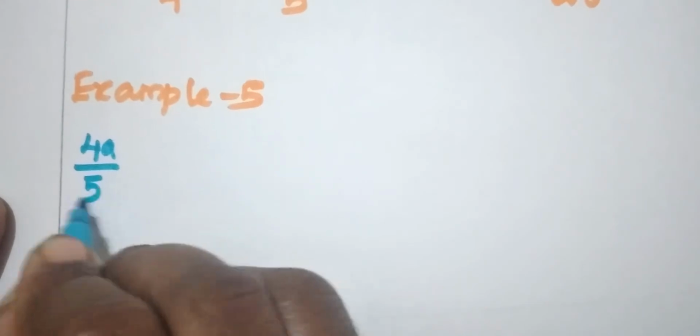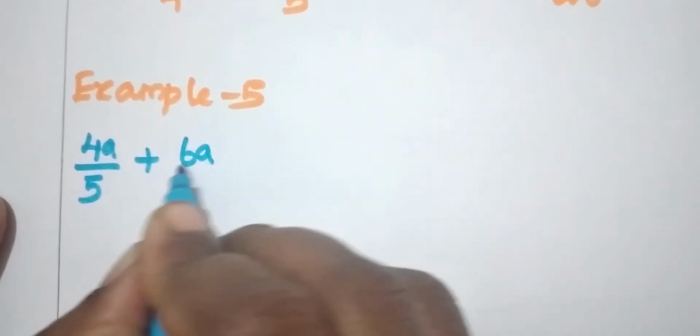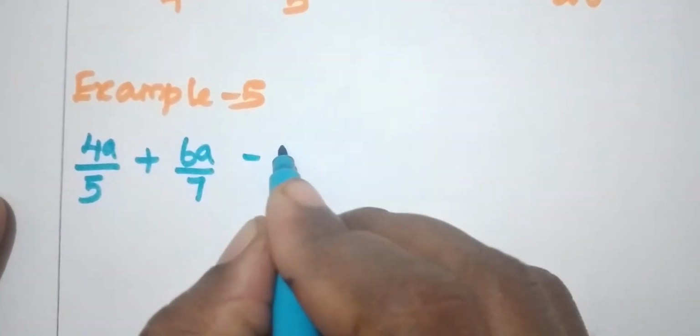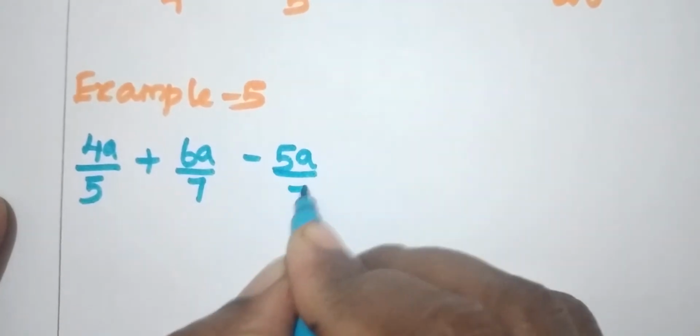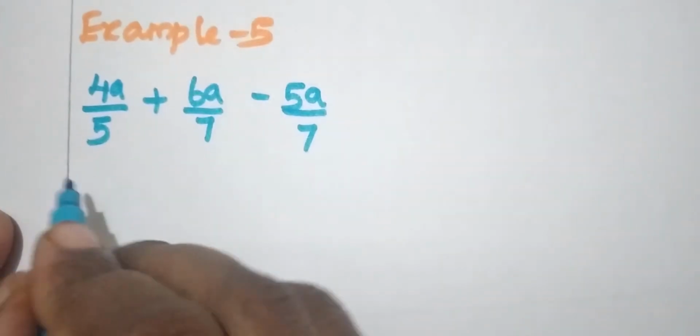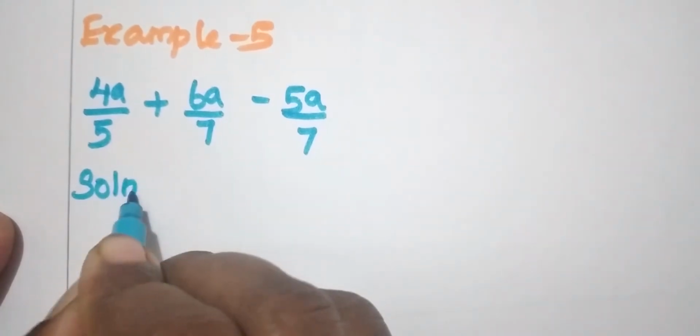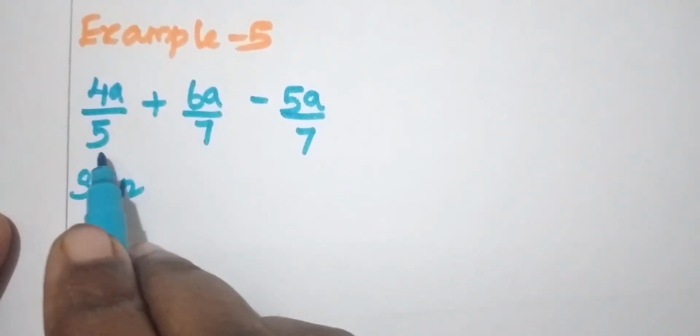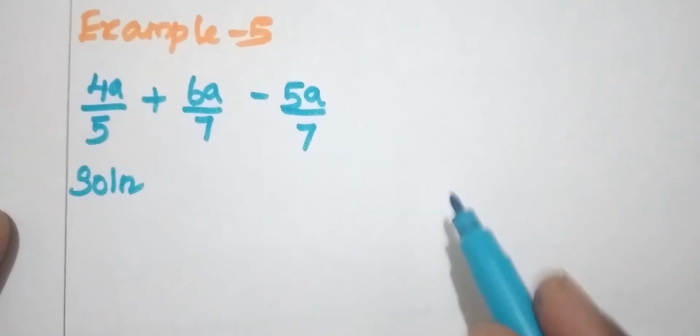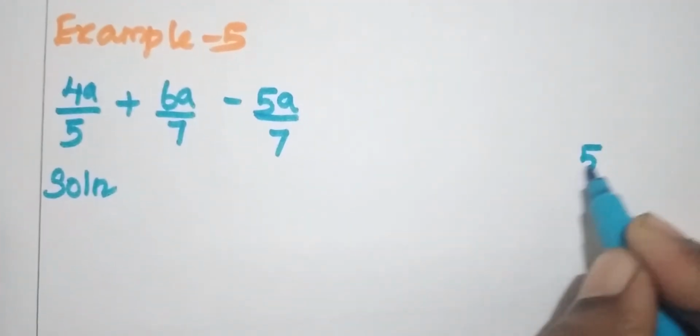Next, example 5. Simplify the following. 4a by 5 plus 6a by 7 minus 5a by 7. So let us solve this one. The first step, you have to take the LCM for the numbers 5, 7 and 7. So take LCM.